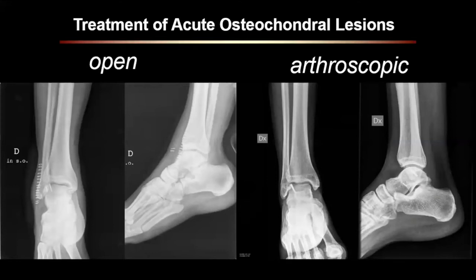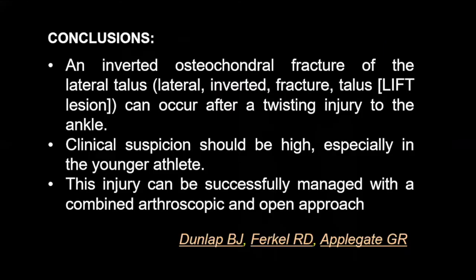So, in conclusion, the treatment of this particular kind of lesion can be open, but in many patients, we can do it completely arthroscopically. And so the conclusions are the conclusions of Ferkel. An inverted osteochondral fracture of the talus can occur with a twisting injury to the ankle, and we must suspect it, especially in young patients, and the injury can be successfully managed with a combined arthroscopic and open approach. I would say many times only with an arthroscopic approach.